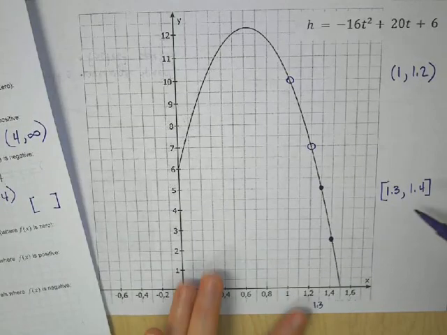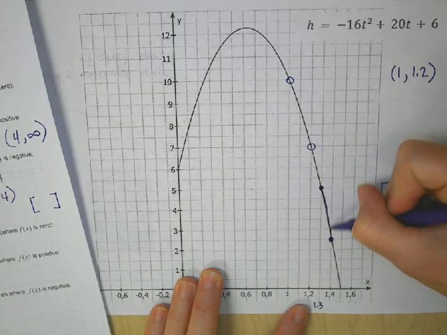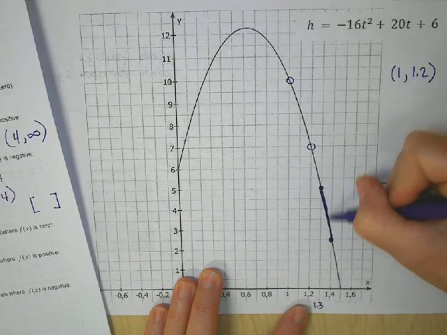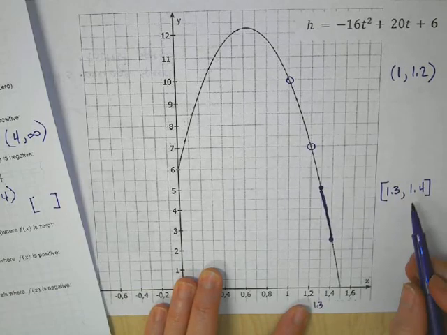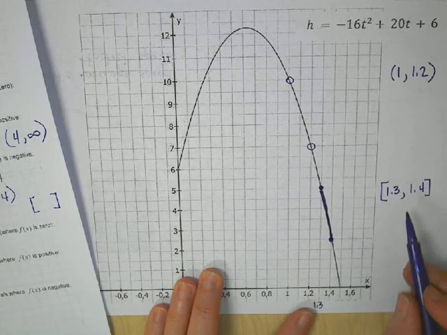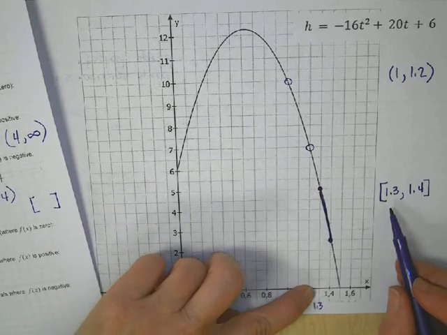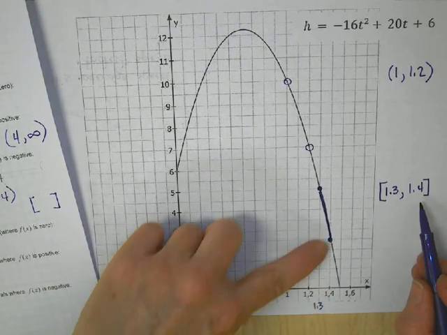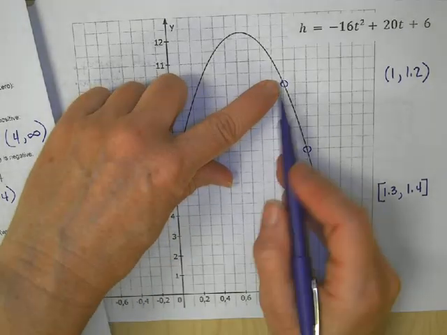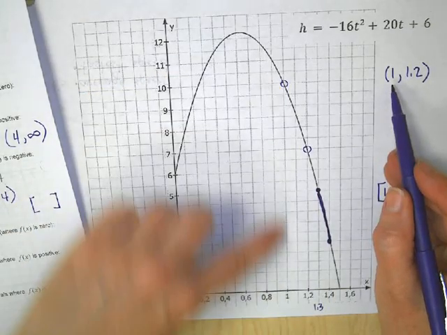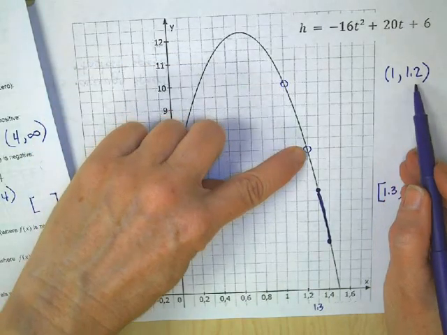Okay, again, here, interval notation. Here's this interval right here. And I'm just talking about my x values. I'm not talking about my y values. These are just my x values. Starts at 1.3 and it ends at 1.4. Okay, and then this one, it starts at 1 and it ends at 1.2.